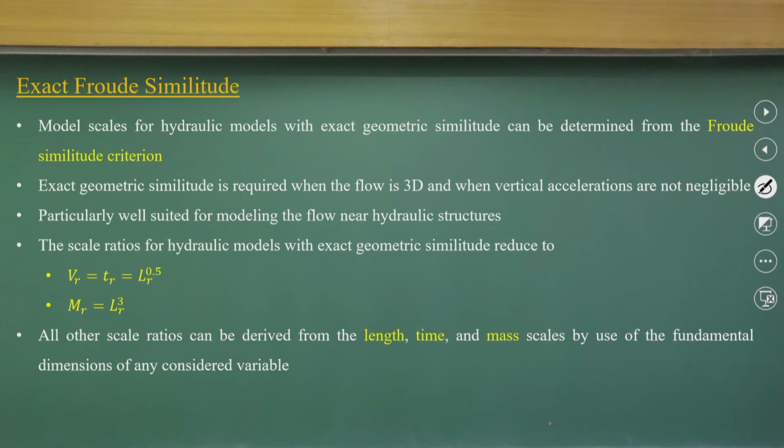Now, if you look at exact Froude number similitude, as already discussed, we try to look at first that the exact geometric similitude should be there for the Froude similitude criteria, and it is three dimensional. Okay. If the vertical accelerations are not negligible, that is when you need to have a two dimensional model, and these are particularly well suited models for flow near hydraulic structures, as I said, spillway structures or sluice structures. So, all these, and you can have the length scale and the mass scales like this. Okay. You have the length, the time and the mass scales, using the fundamental dimensions we can consider it and we can derive it. Okay.